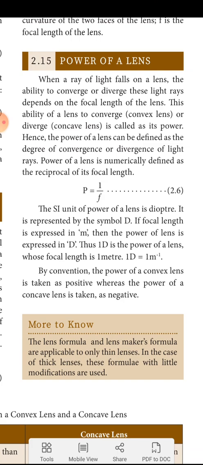If the focal length is expressed in meters, then the power of the lens is in diopters. One diopter is nothing but 1 meter inverse, because it is 1 by f, 1 by m. So it is meter inverse. By convention, the power of a convex lens is taken as positive, whereas the power of a concave lens is taken as negative. Just now we had seen the Cartesian sign convention. In this, you can clearly understand why it is positive and why it is negative.